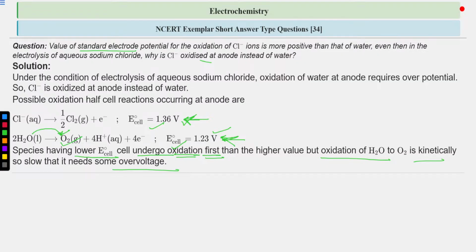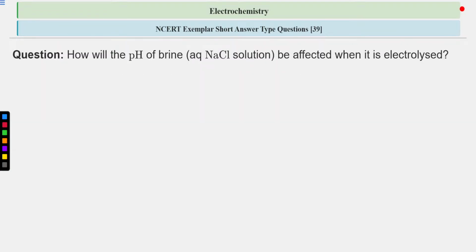Okay, let's move on to our next question. This is again an NCERT Exemplar short answer type question, marked as question number 39. The question is, how will the pH of brine be affected when it is electrolyzed? Brine is a name for aqueous sodium chloride solution. Remember, this is important, because if brine is written somewhere in the examination, you should consider it as aqueous sodium chloride solution.